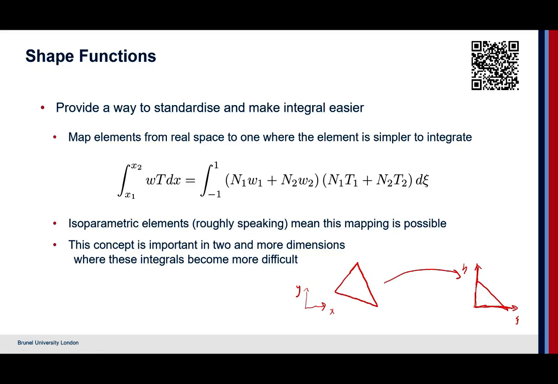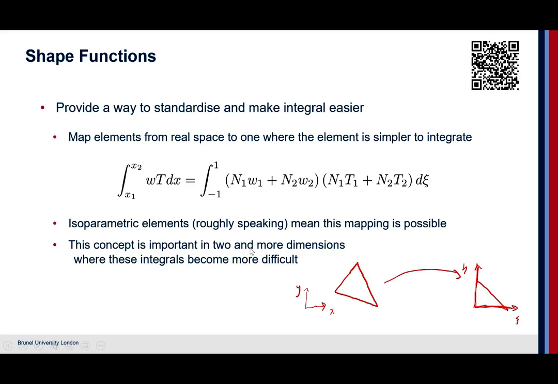And then for element 2, that would be between x2 and x3. So for each element it would be different. Potentially each element would be a different length. When you're writing code, you'd have to write a bit of code for each of the elements individually. The advantage here is that we have just one standard process from minus 1 to plus 1, always the same range. It also makes the mathematics easier because the limits are no longer constants, and each of these functions becomes a much simpler form.